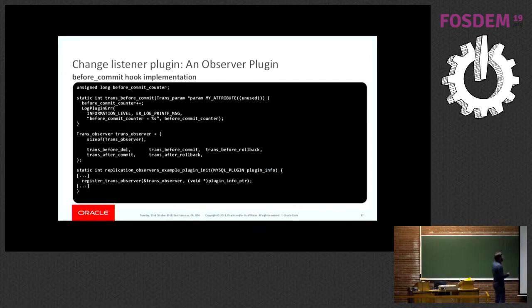So this is kind of like a summary of the source code of this plugin. It just implements the before commit hook, and the only thing it does is increment a counter. And the way it works is that when this plugin is loaded, it registers this hook in the server so that it intercepts this notification from the diagram that I showed earlier, and then does something. In this case, it just does before commit counter plus plus, so it increments this counter.